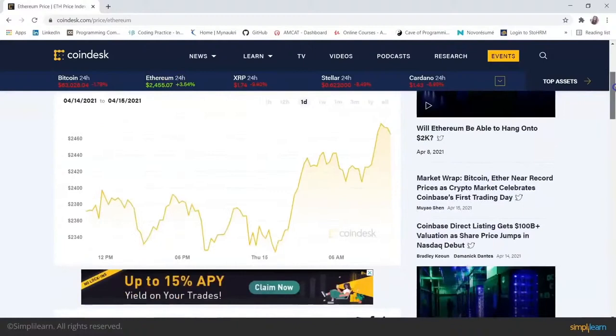The value of Ethereum started at $2,388.13 on April 14 at 12 p.m. and the current status on April 15 is positive with a value of $2,442.37 with an increasing rate of 4.67%.